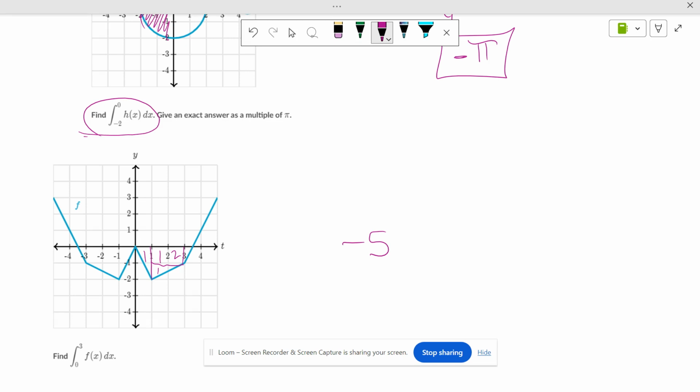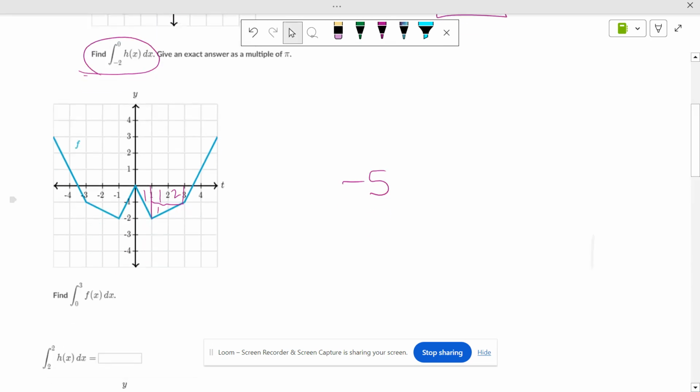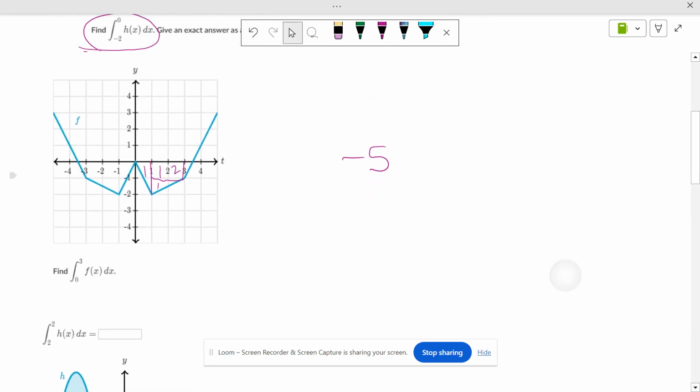Where did you get 5? Oh, because you said 1. 1 plus 1 plus 1 plus 2. Wait, shouldn't it be 4 though? Because in that square you just have 1 here, right? 1 down here. Ooh, there's not a 2 there. Yeah. Good job, Dylan. 1, 1, 1, 1. So it's -4. There we go. Sorry about that.